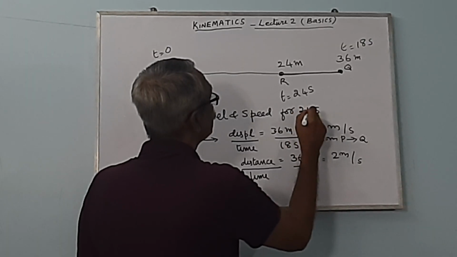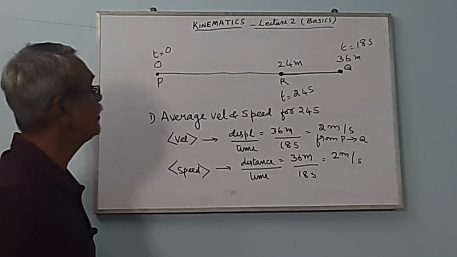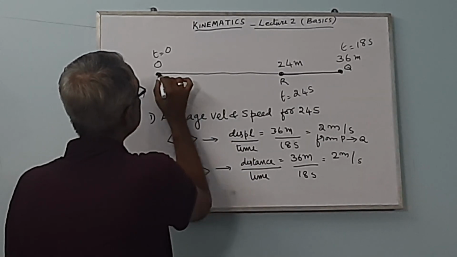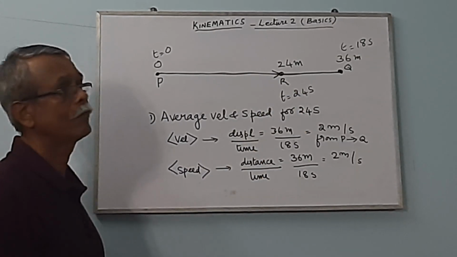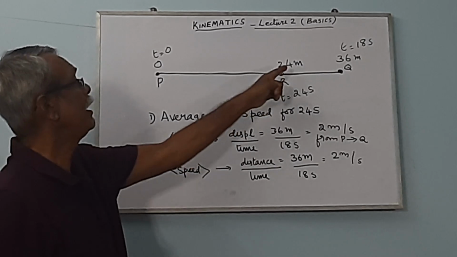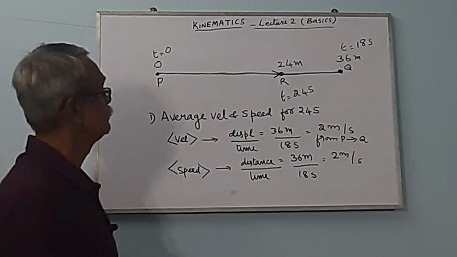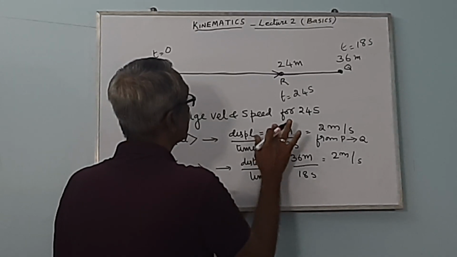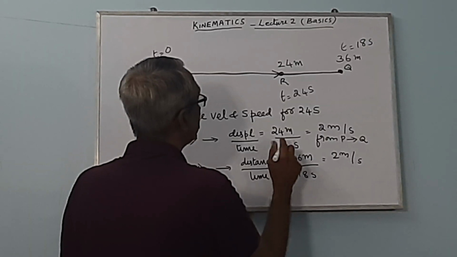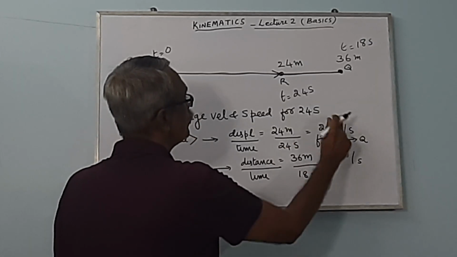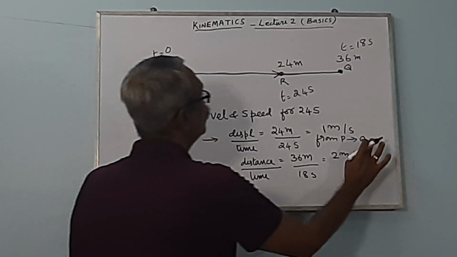But if you change this time to 24 seconds, you can see that the displacement will be a vector from P to R, and that will be 24 meter. Therefore, this 36 meter becomes 24 meter, and 18 second becomes 24 second. 2 meter per second will become 1 meter per second. From P to Q becomes P to R.